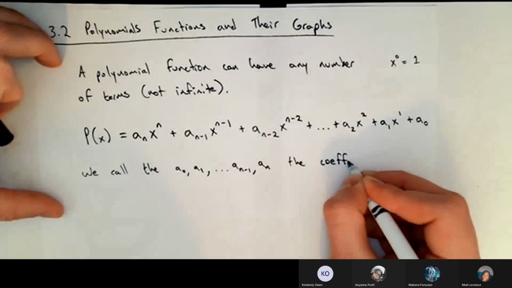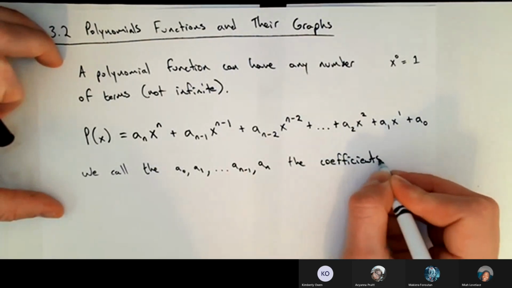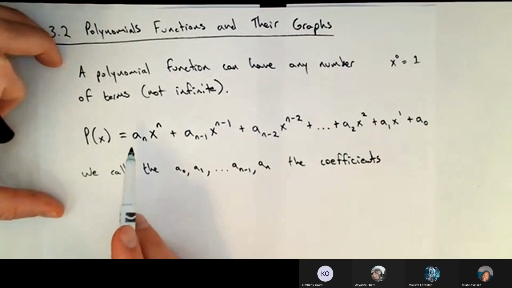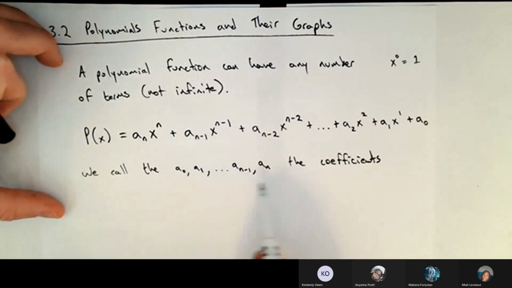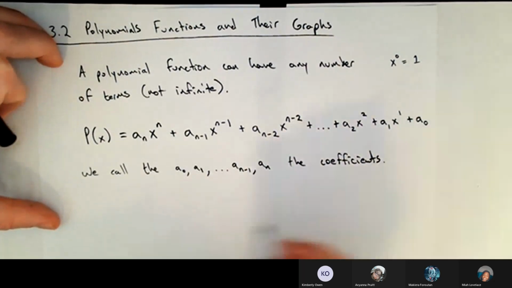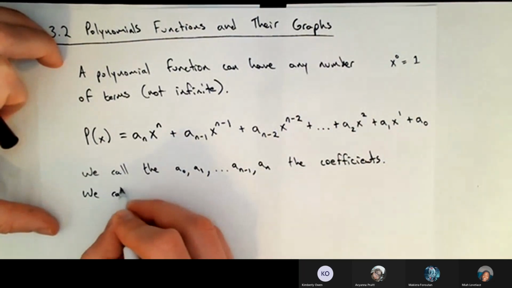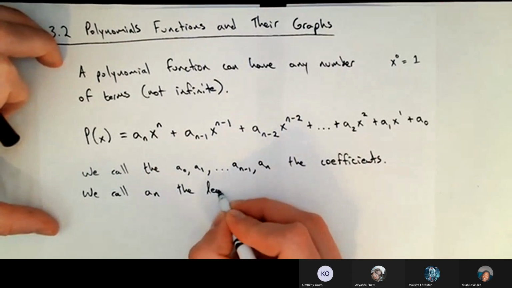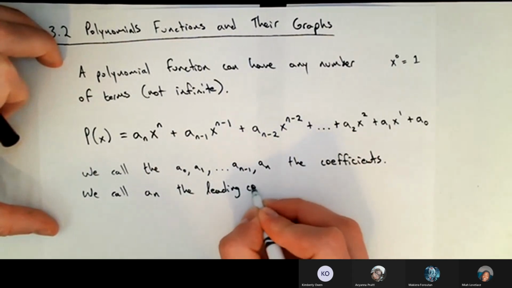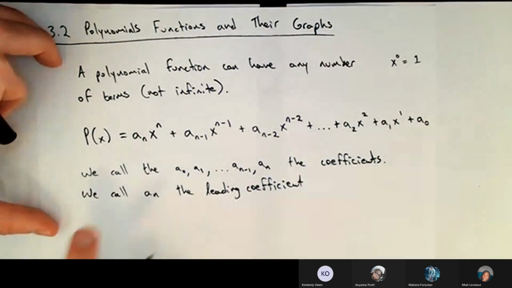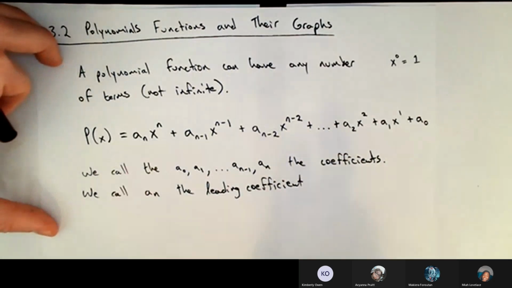We call those a's the coefficients. I've already been using that terminology, right? These are the numbers, represented by the letters, that are attached to the individual x's, and they are called coefficients. A sub n is the leading coefficient. It's the most important one because it's attached to the most important term.